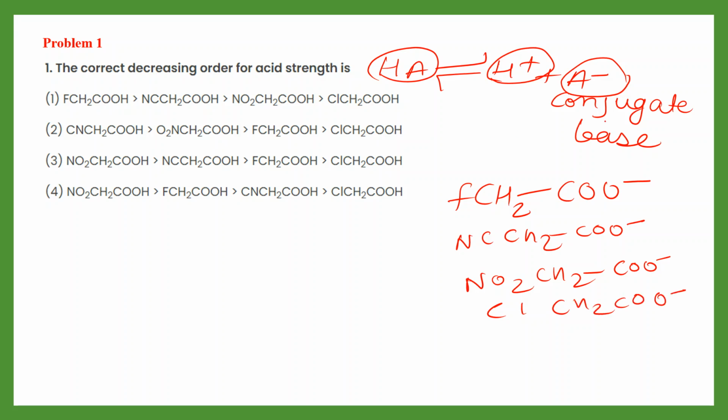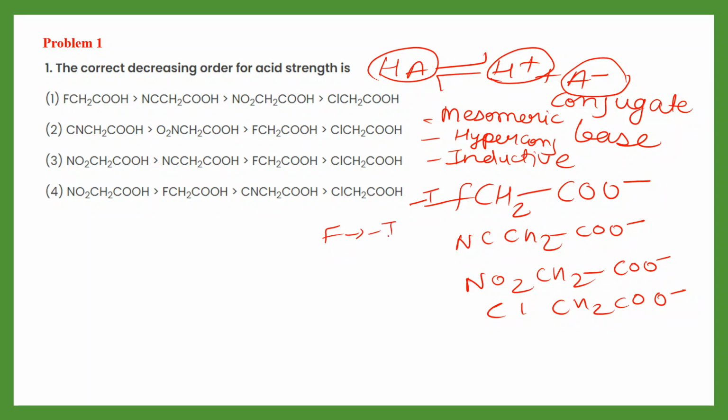So Jayashree, can you tell me which effect fluorine has? We have mainly three effects: mesomeric, hyperconjugation, and the third one is inductive. And we know that in case of halogens, which effect dominates? Minus I. So fluorine has a minus I effect. Can you tell me which effect CN is going to show? I'm sorry, I can't remember it properly. I think it's hyperconjugation. No.